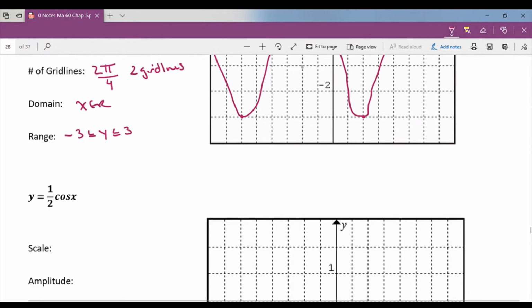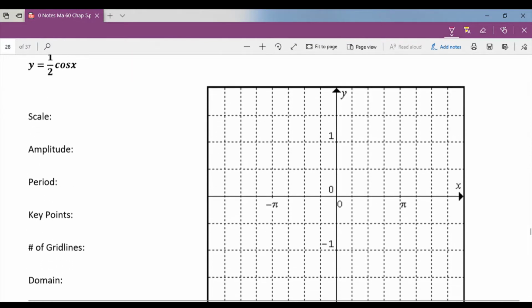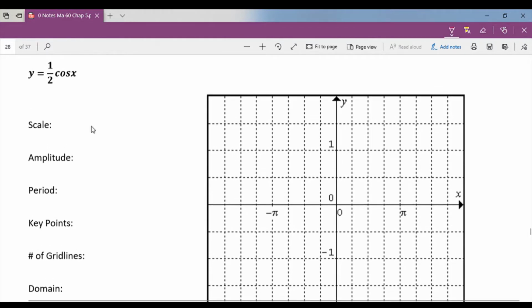All right. Again, this would be the point in the video where you should pause and attempt to do this one by yourself, and then come back and you can hear me talk it through if you need me to. So this is y equals 1/2 cos x. If I'm looking at this one, this is going to be a vertical compression by 1/2, which means that the amplitude is going to be 1/2. The period is still going to be 2 pi because we haven't affected that yet.